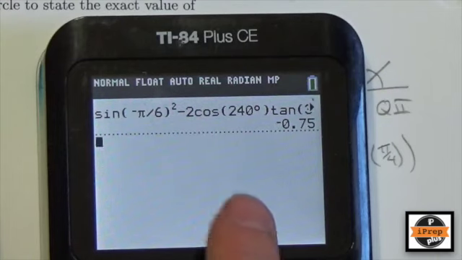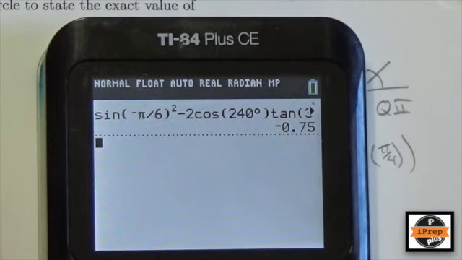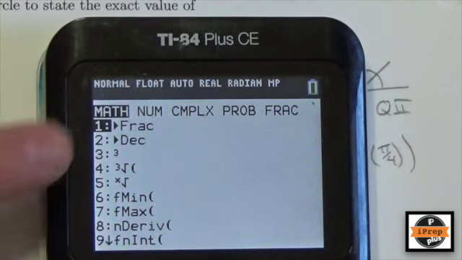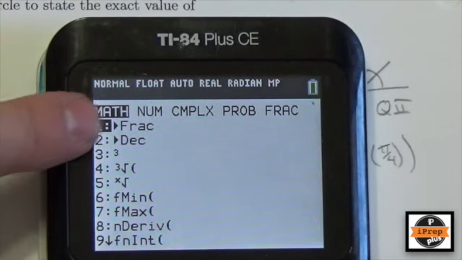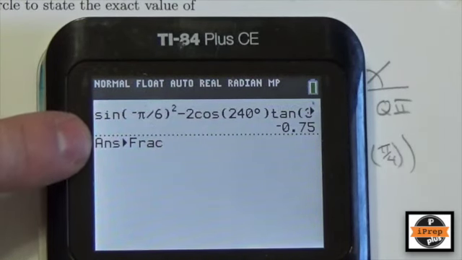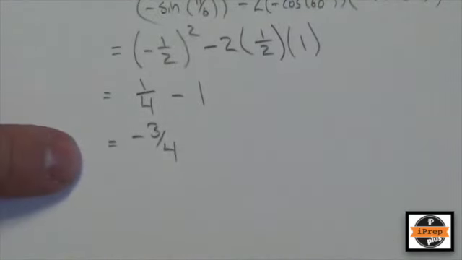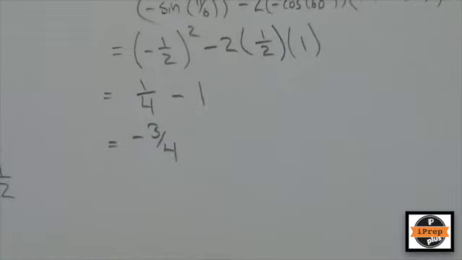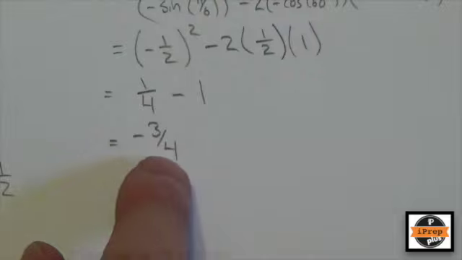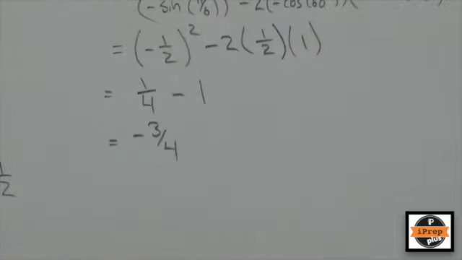Press enter. And you get negative 0.75, and again I can convert that into a fraction by pressing math. The very first option I have is convert to fraction, and there's my negative 3/4, just like we got going the long way. Now that doesn't always work because the ratios don't always work out to be nice like that. Oftentimes there are radicals in there because of the root 2s and root 3s and stuff like that. But every once in a while it does work out to be a wonderful number, and that's just an option there.